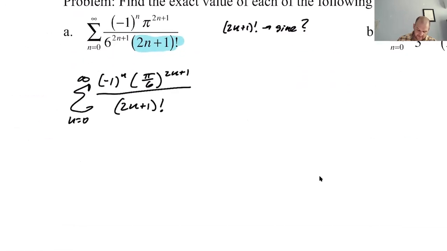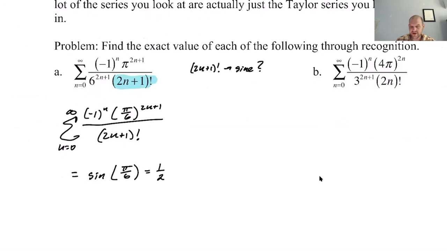All right, as soon as I write it like that, this should be equal to the sine of pi over 6, and the sine of pi over 6 is 1/2. This is a crazy, insane way of writing 1/2. But that should be what it is. We can check it on the calculator.